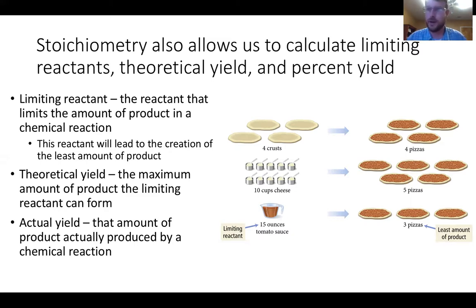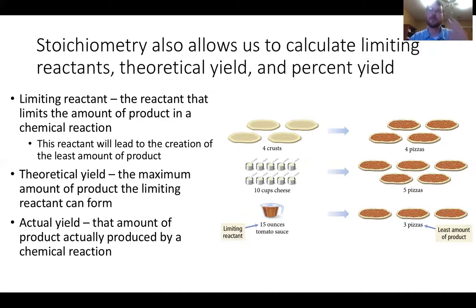So let's say we have 4 crusts. Well, that obviously will make 4 pizzas. We said it takes 2 cups of cheese to make 1 pizza. And here we have 10 cups of cheese. So we're going to make 5 pizzas. And then let's say we have 15 ounces of tomato sauce, and it takes 5 ounces per pizza. So we take 15 divided by 5. And we're going to get 3 pizzas.